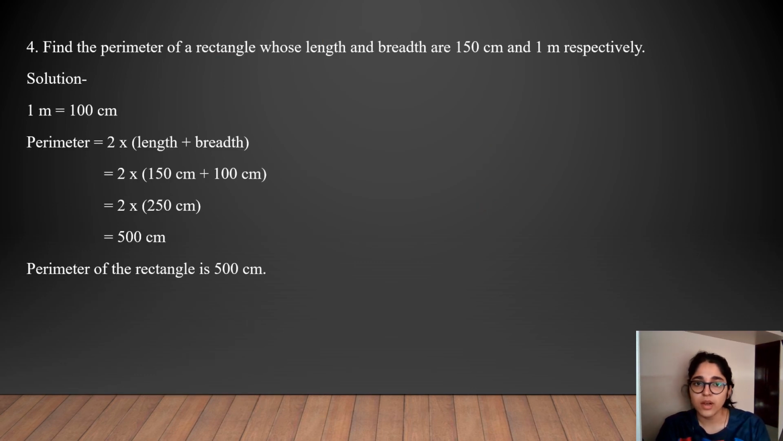Now we go ahead. Over here they have given the perimeter of a rectangle whose length and breadth are 150 centimeter and 1 meter respectively. Whenever such sums occur where you see that the units are different, it is very essential that we bring them into the same unit. We know that 150 centimeter can be written as 1.5 meter, but for easier calculation we all know that 1 meter is equal to 100 centimeter.